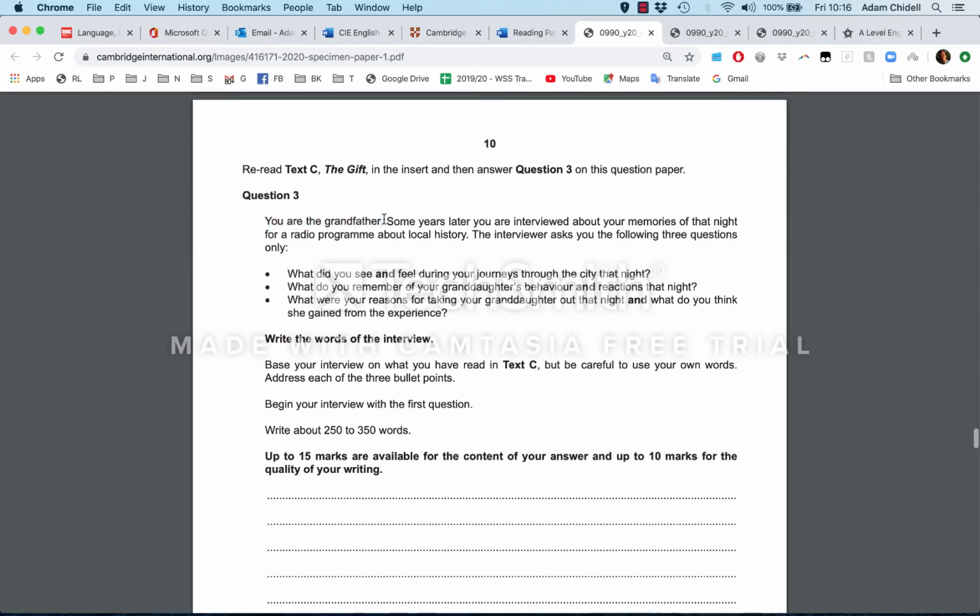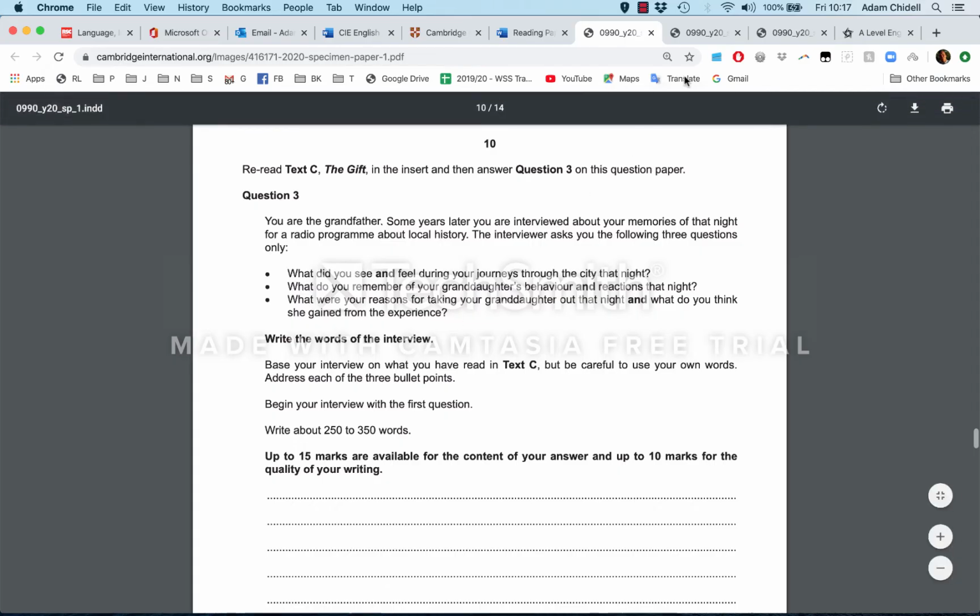So some years later, after this event has happened, you were interviewed about your memories of that night for a radio program about local history. The interviewer asks you the following 3 questions only. I'm not going to read them out, but you can see here what the 3 questions are. And this is where the highlighters come into play. I really think that this is a vital part of your planning. You take one of the highlighters, let's say yellow, you highlight this top one. Then you take another highlighter, let's say your blue highlighter, you highlight this one, and then you take your pink highlighter, you highlight this third one.